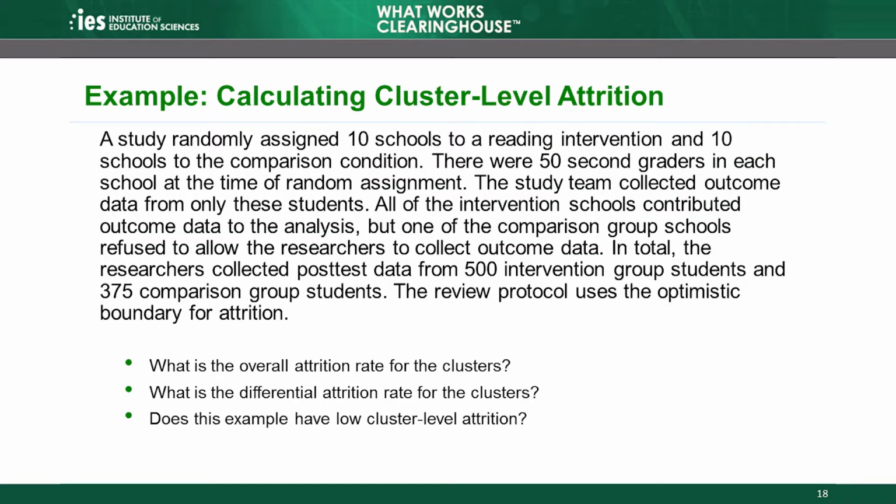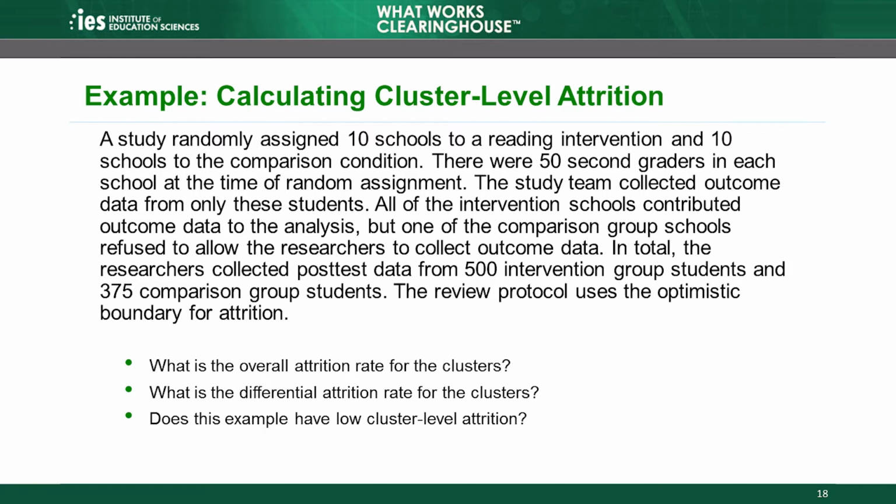Let's walk through an example of calculating cluster level attrition. A study randomly assigned 10 schools to a reading intervention and 10 schools to the comparison condition. There were 50 second graders in each school at the time of random assignment. The study team collected outcome data from only these students. All of the intervention schools contributed outcome data to the analysis, but one of the comparison group schools refused to allow the researchers to collect outcome data. In total, the researchers collected post-test data from 500 intervention group students and 375 comparison group students.